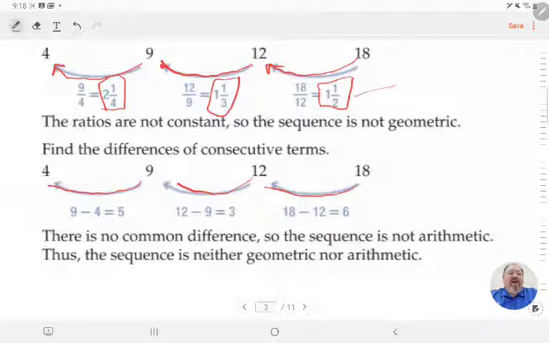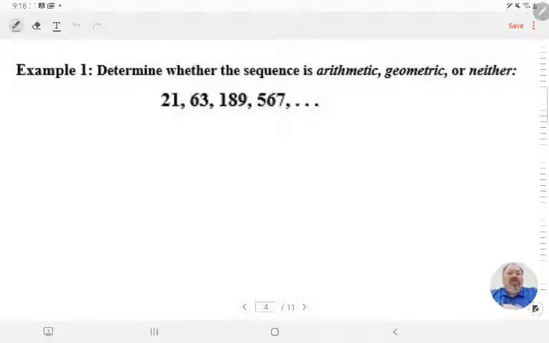So if it has constant ratios, it's geometric. If it's not geometric, then you check for arithmetic. And if it does not have a common difference, then it's neither geometric nor arithmetic. All right. So determine whether the sequence is arithmetic, geometric, or neither.